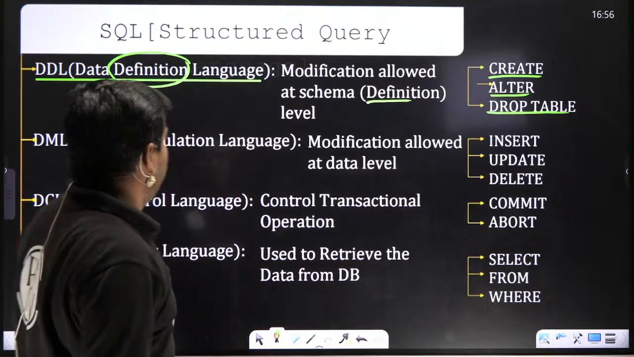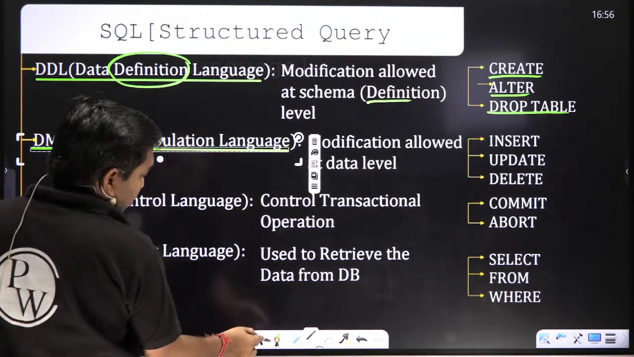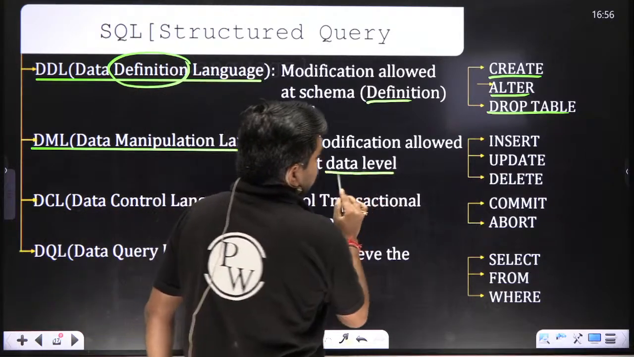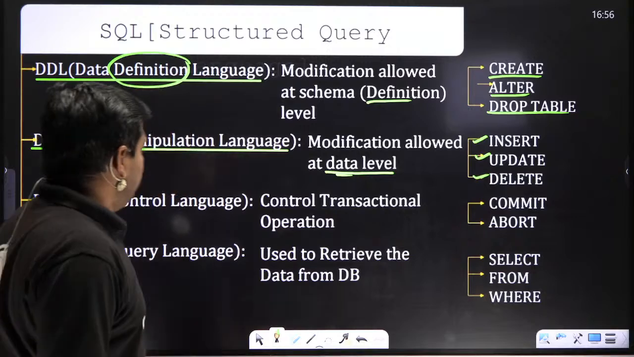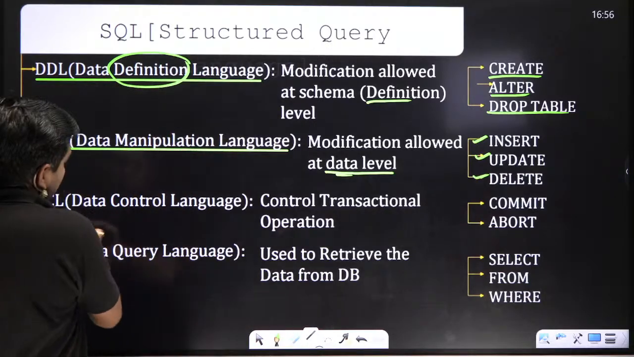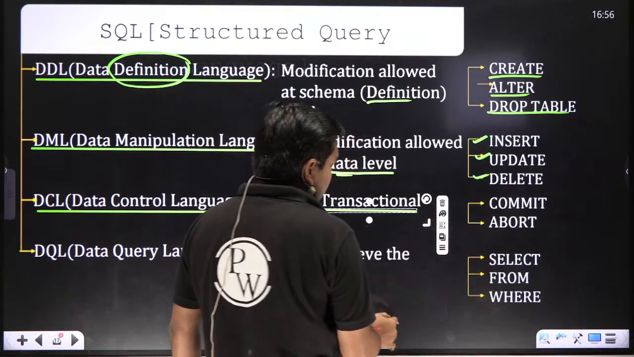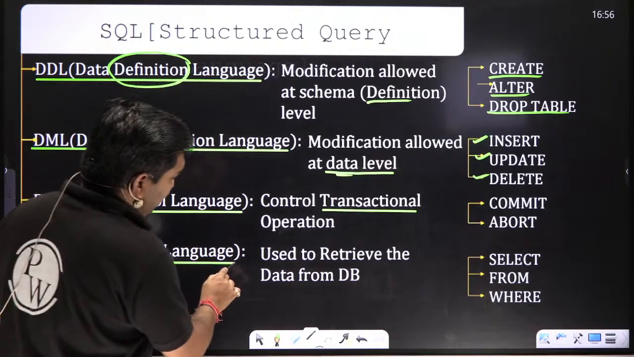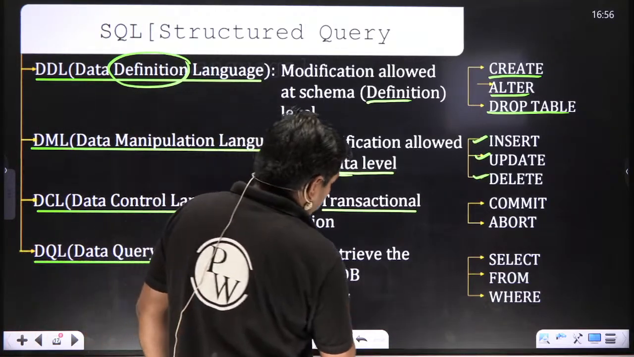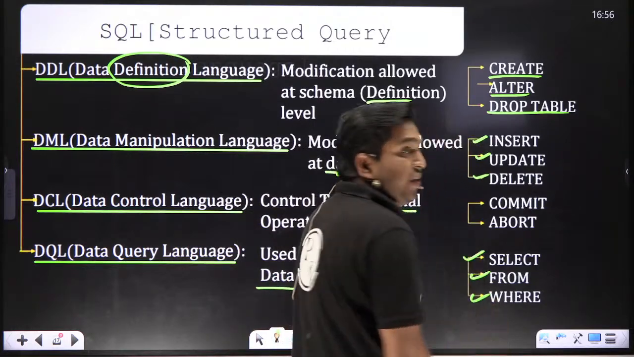Next one is DML, data manipulation. As the name indicates, manipulation. Modification is allowed at the data level, like insert, update, delete. Next, DCL, data control language, performs transactional operations like commit or abort. I discussed it already. DQL, data query language, is used to retrieve the data from the database, like select, from, where.